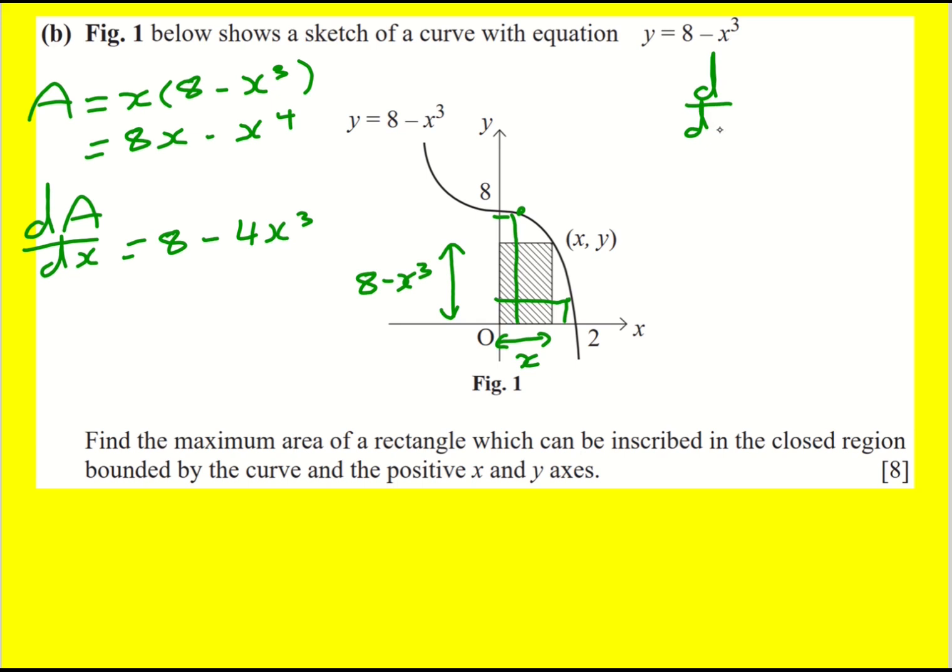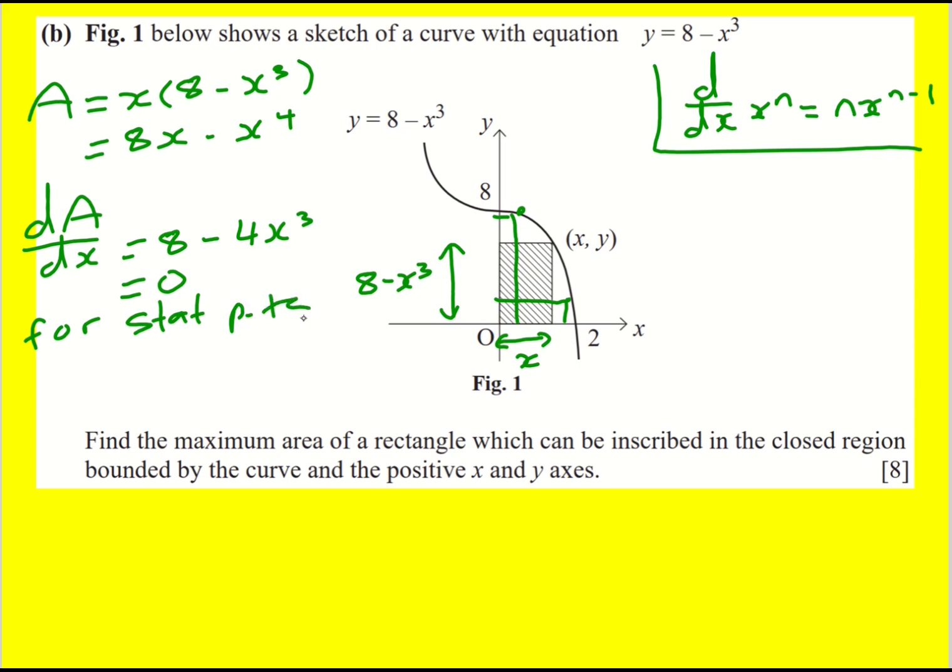I'm using the fact here that when you differentiate x to the n, you basically bring the power down and reduce the power by 1. You can use first principles differentiation to prove that. And this is going to equal 0 for stationary points, which includes the maximum, but for now we'll just say stationary points. That means 4x cubed is going to equal 8, x cubed is going to equal 2, x is going to be the cube root of 2.